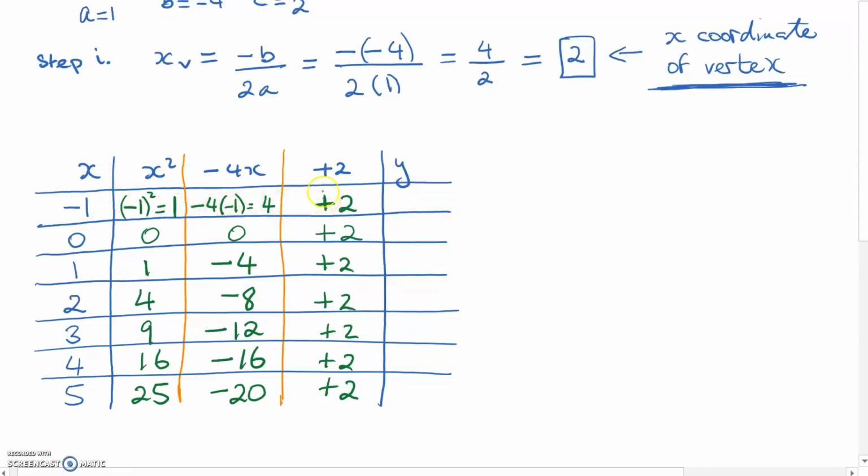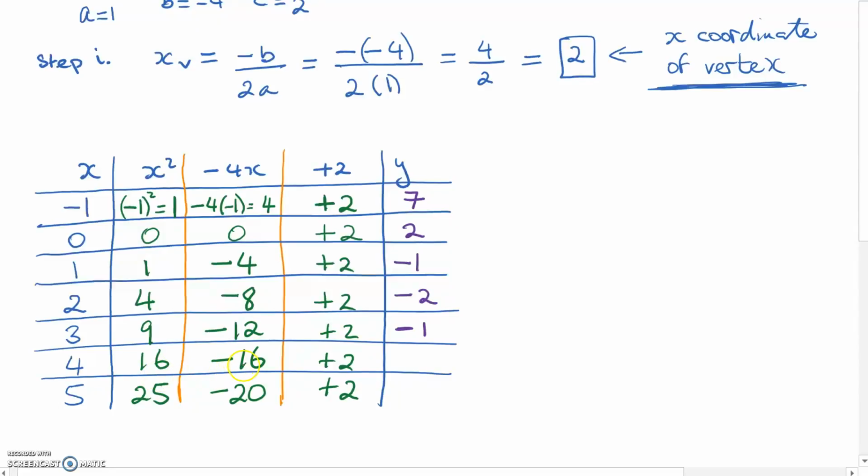So 1 plus 4 plus 2. 1 and 4 is 5, and 2 is 7. 0 plus 0 plus 2 is 2. 1 plus 2 is 3, and then take away the 4 is negative 1. 4 and 2 is 6. 6 take away 8 is negative 2. 9 and 2 is 11. 11 take away 12 is negative 1.